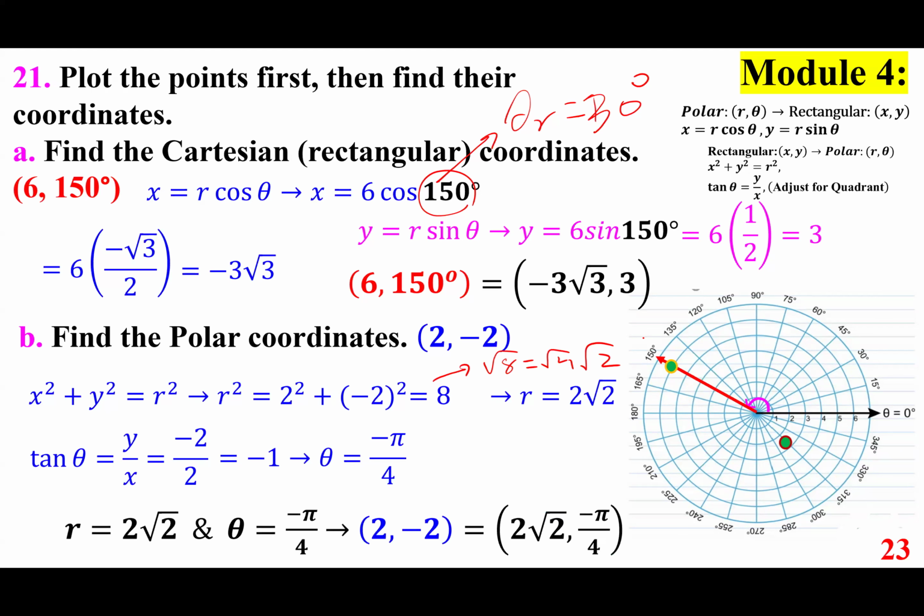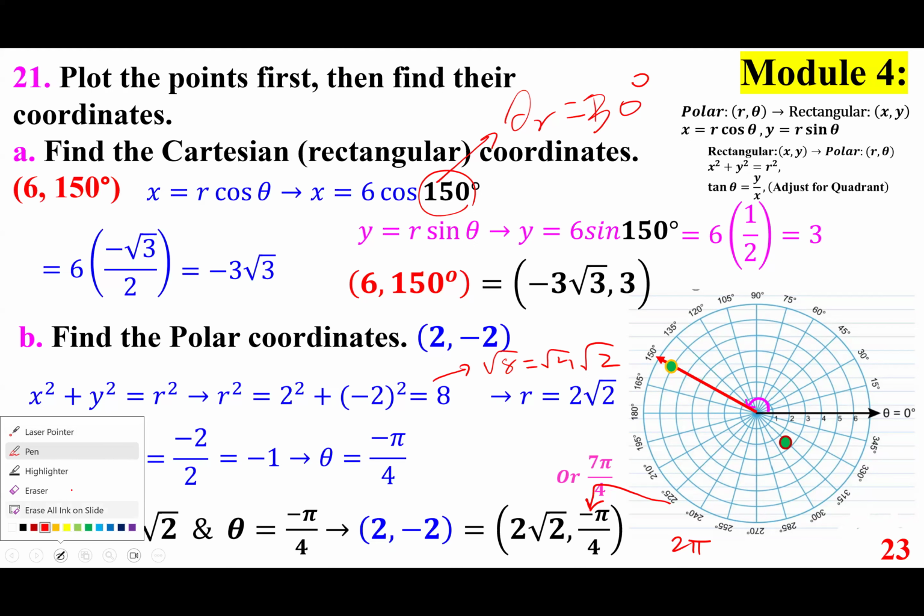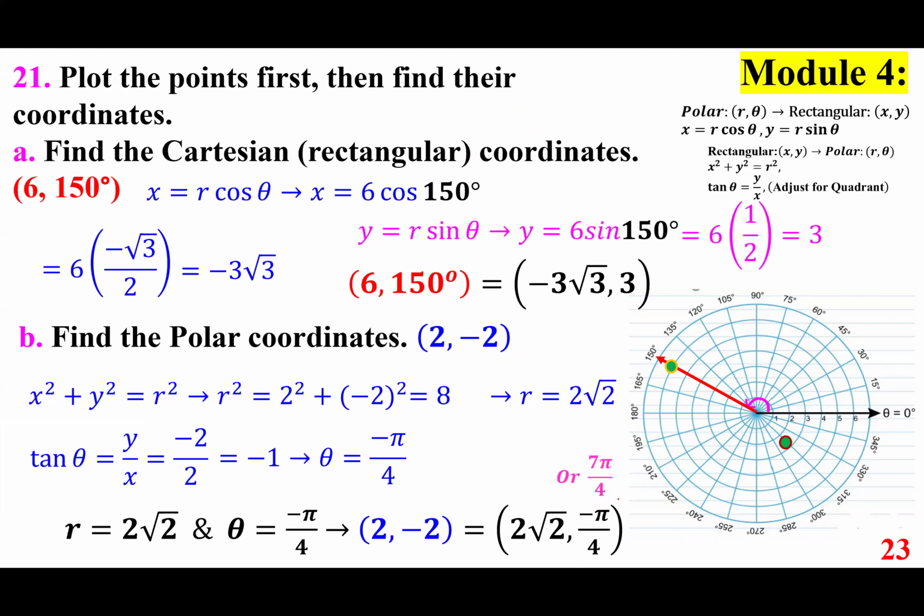So we found r to be 2 square root of 2. We found theta to be negative pi over 4. Therefore, the pair 2 comma negative 2 is equivalent to 2 square root of 2 comma negative pi over 4. If you want to go with a positive angle, the first revolution, all you have to do is add 2 pi, and 2 pi with negative pi over 4 add up to 7 pi over 4. Let me erase my work so you can see that. So add 2 pi if need be.